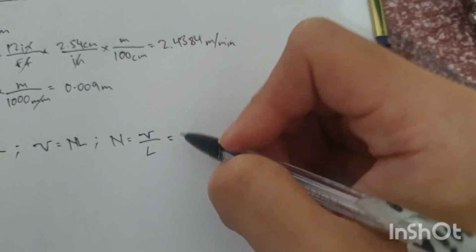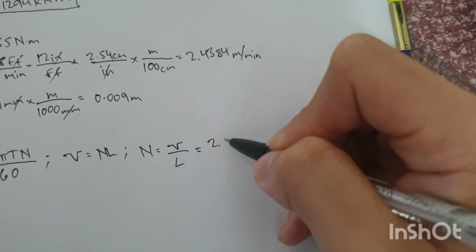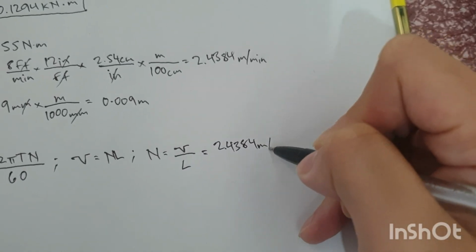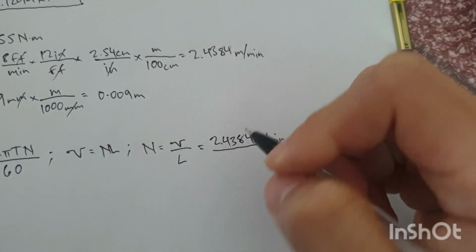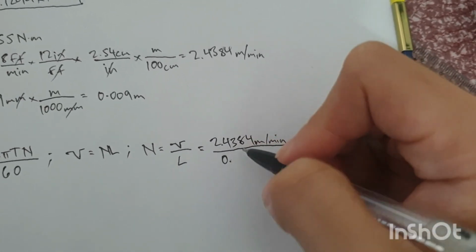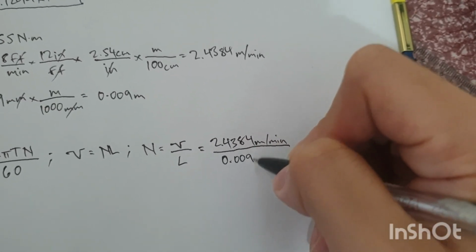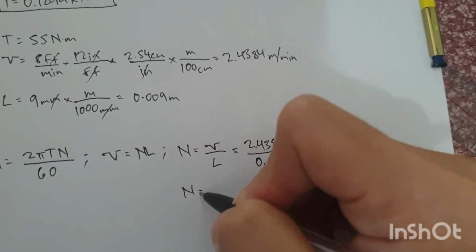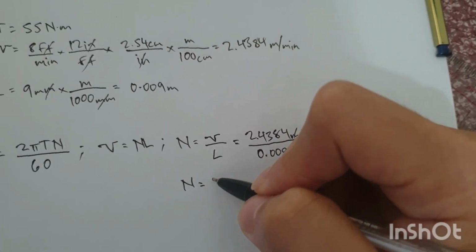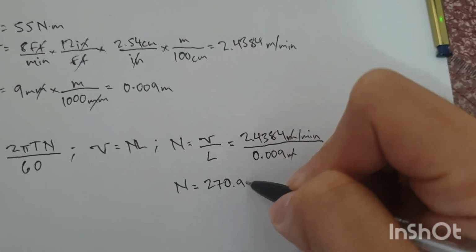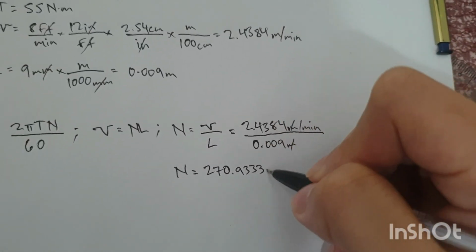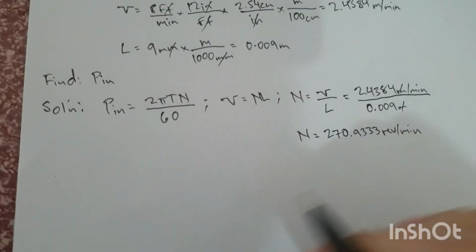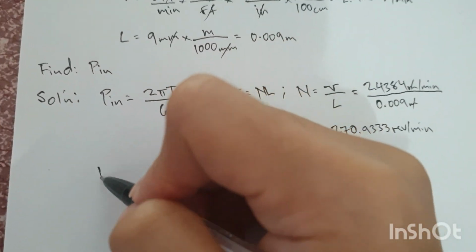And now, plug in the values, so 2.4384 meters per minute divided by 0.009 meters, so this would cancel, and then we'll have the value of N, which is equivalent to 270.9333 revolutions per minute. And now we can solve our power input.